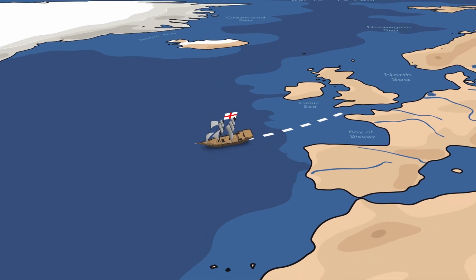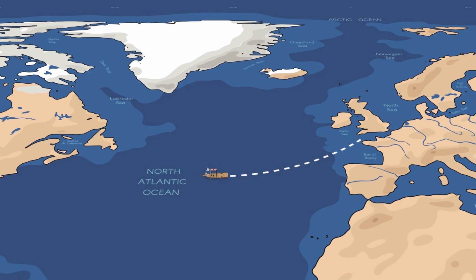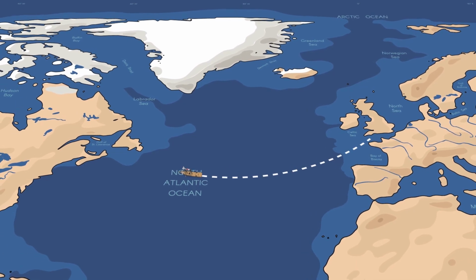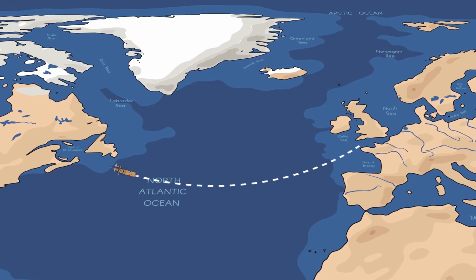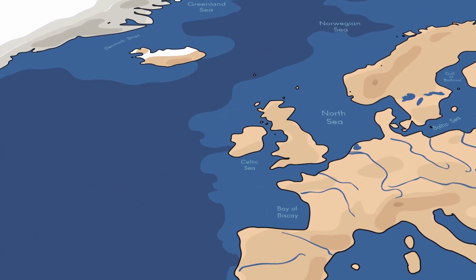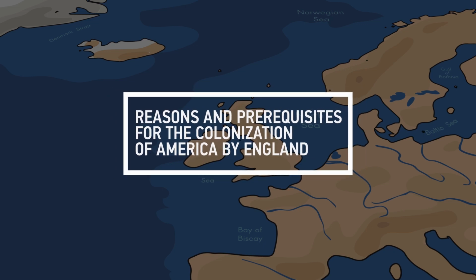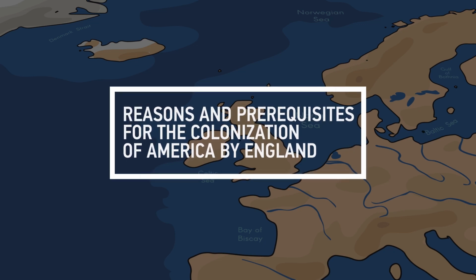Thousands of settlers colonize almost a whole continent and then create the most powerful country in the world. This video about the English colonization of America in the 16th and 17th centuries will help us to find the answer to this question.